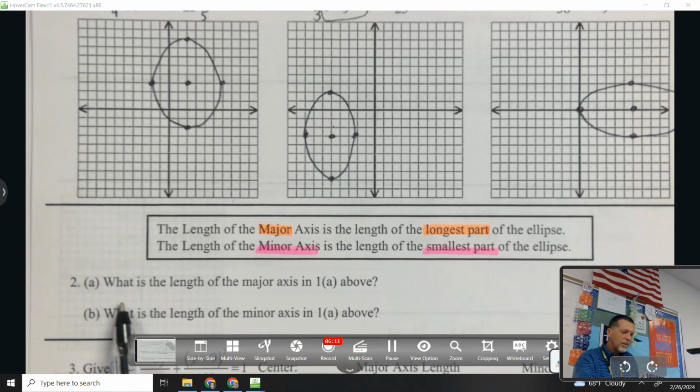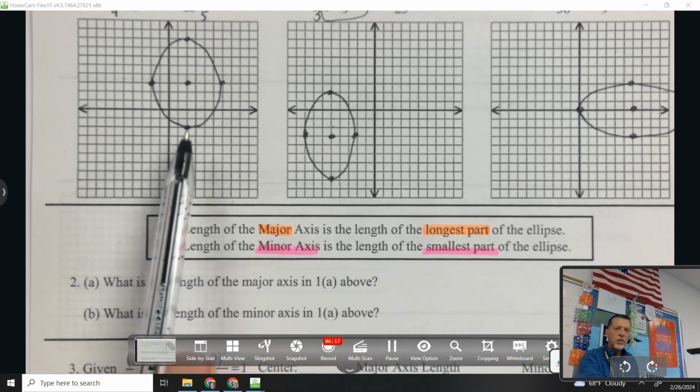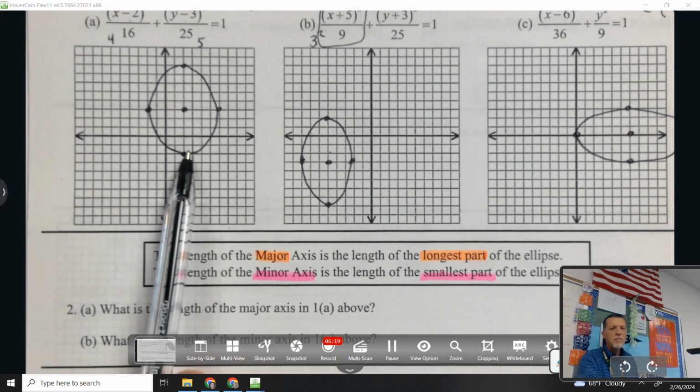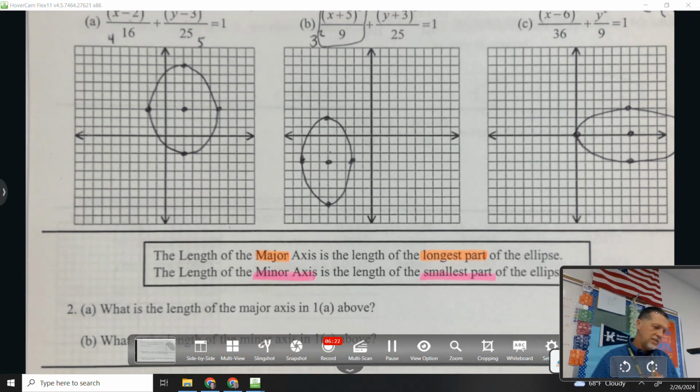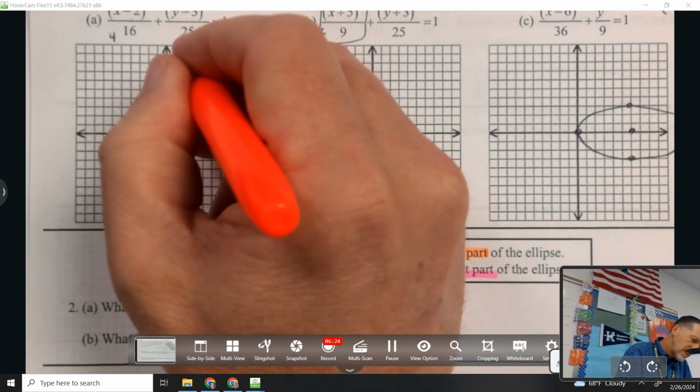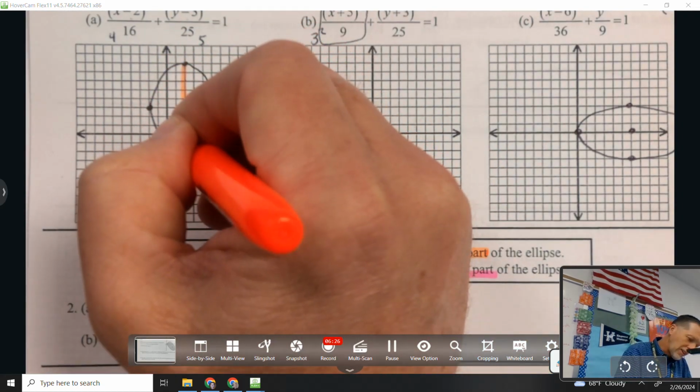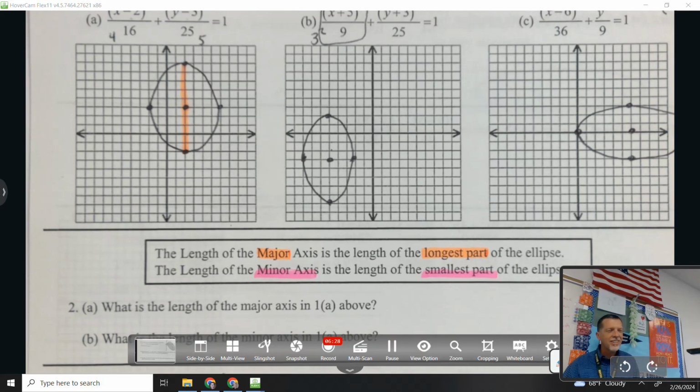So, number 2, what is the length of the major axis in 1A above? How long is the major axis? Let me highlight it. How long is that axis? 10. So be careful. We used 5, but it was 5 up and 5 down, so it was 10.